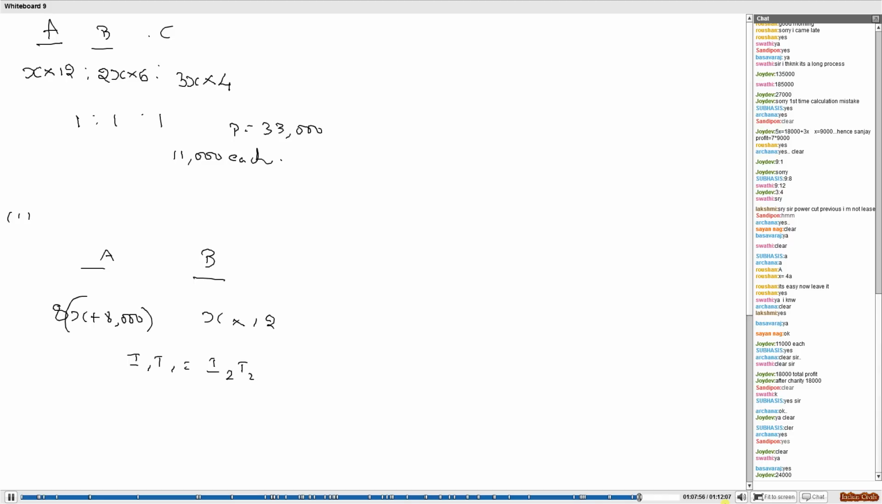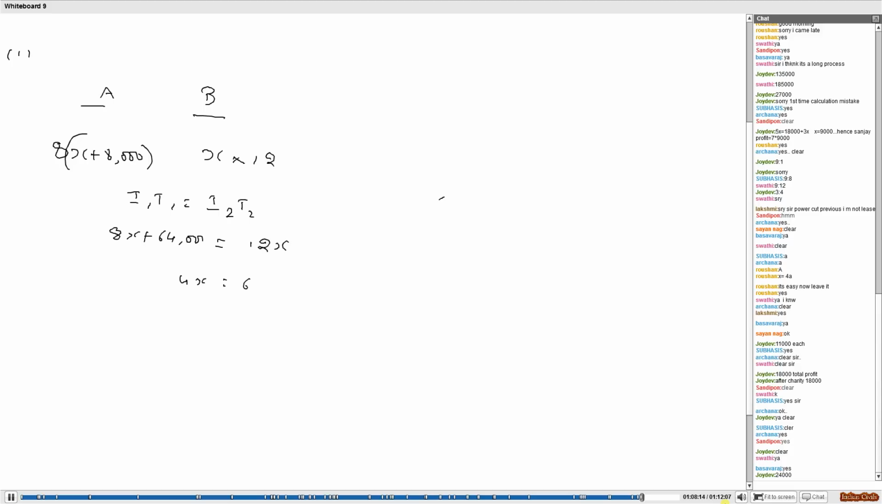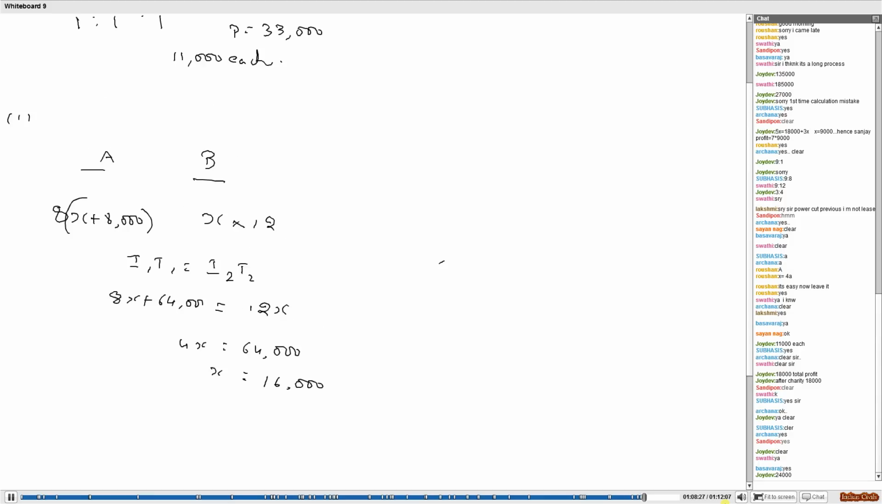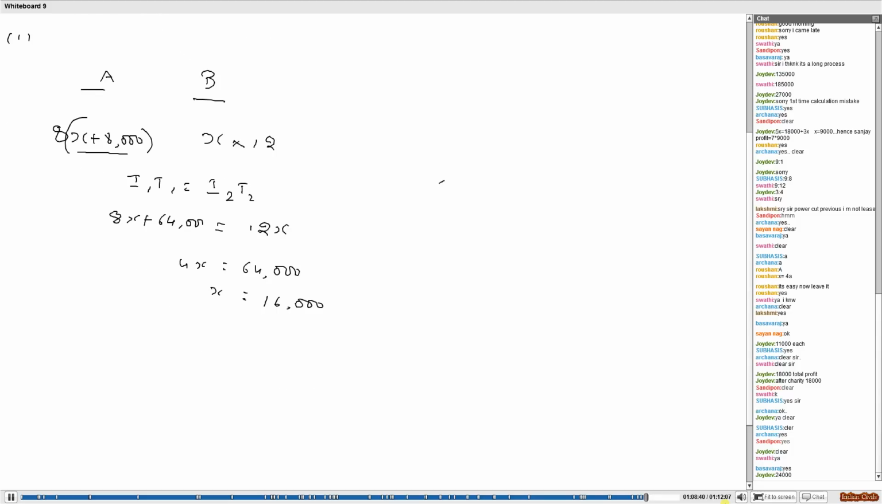Simple, we can say I1 T1 is equal to I2 T2. So 8x plus 64,000 is equal to 12x. Can I say that 4x is equal to 64,000? x is equal to 16,000, right? He asked what is the investment of A. X plus 8,000 is the investment of A, that is 16,000 rupees plus 8,000. So A invested 24,000 rupees whereas B invested 16,000 rupees.